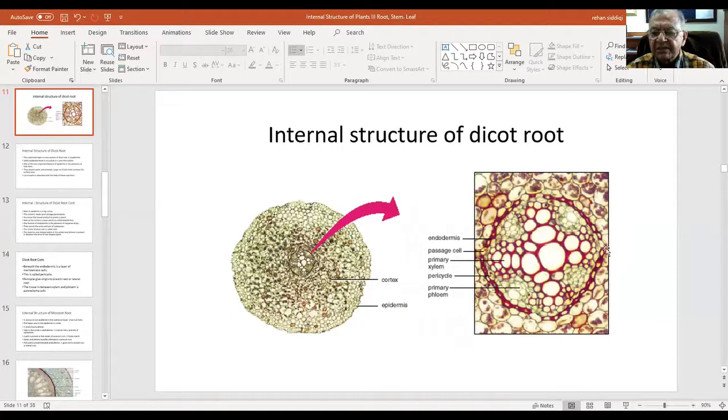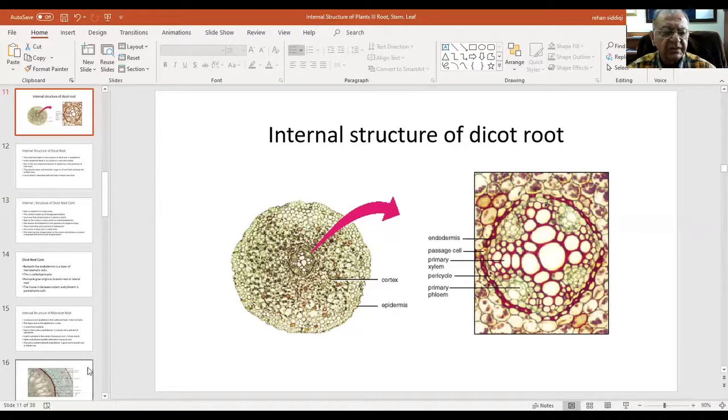Again, I will repeat: next to the endodermis, there is a layer of parenchyma cells which become meristematic, and this is called pericycle. Pericycle gives origin to branch root or lateral root. Branch root or lateral root is formed from the pericycle. In the center, you have star-shaped xylem, and in between the arms of the xylem, you have phloem. So this is the structure of dicot root.